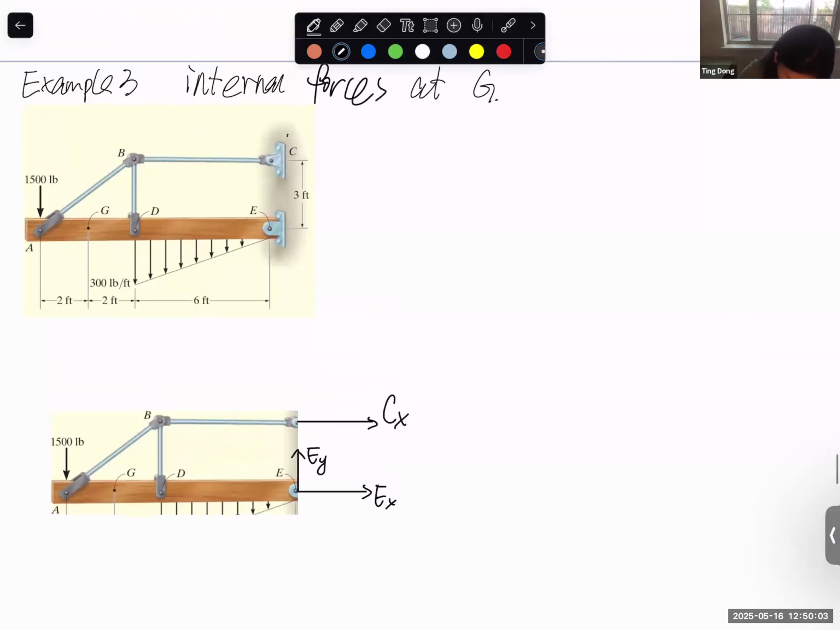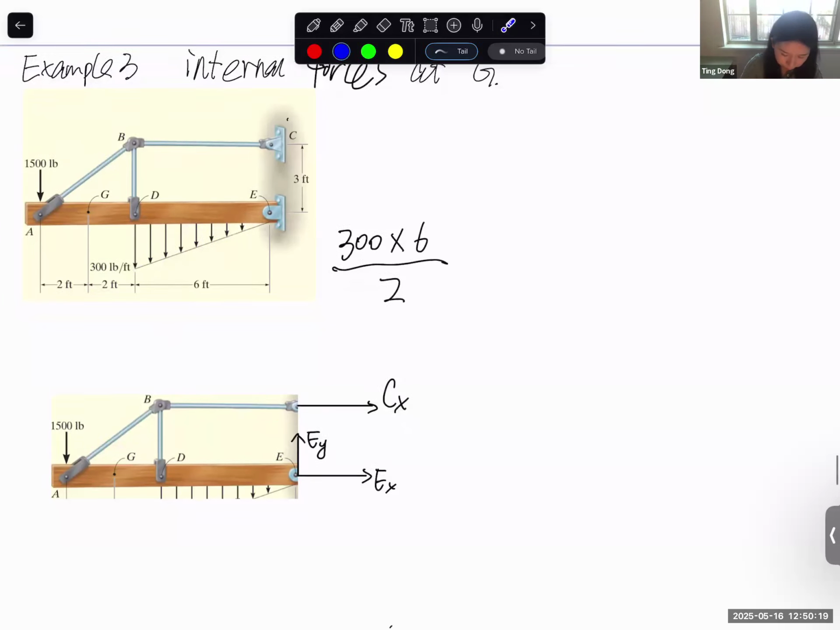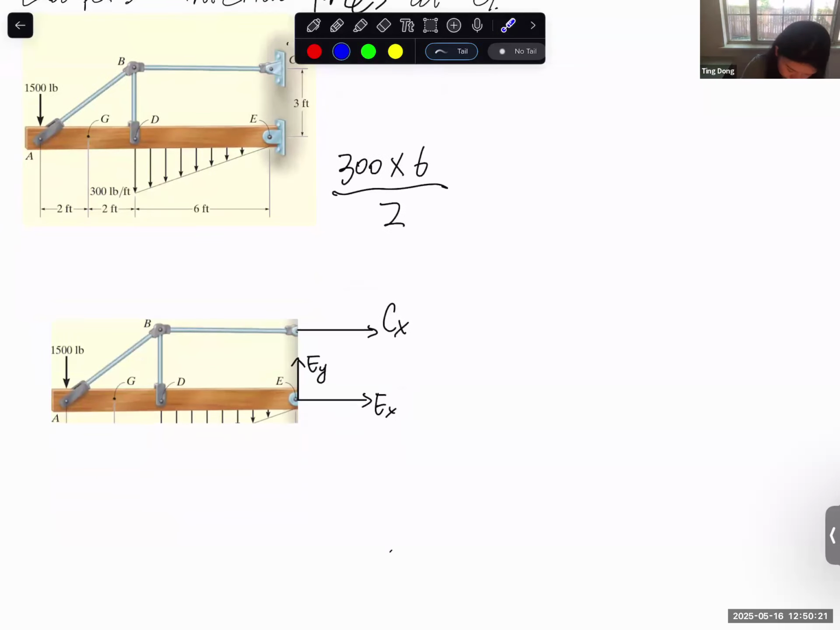Thank you. So it should be 3 times 6 over 2, right? So it should be the area of this triangle. And the location is the centroid of this area, which is 1/3 to this side. So let's put the equivalent force.